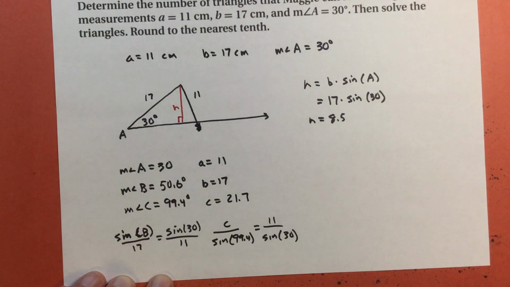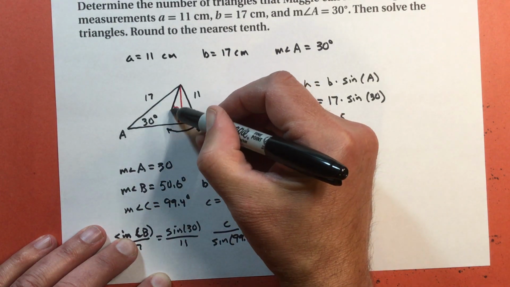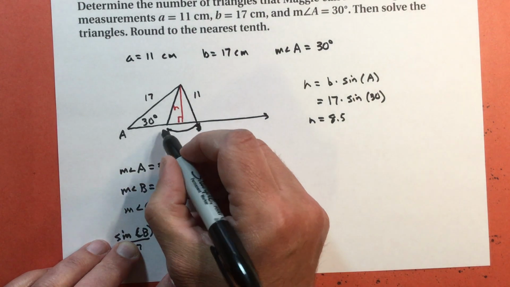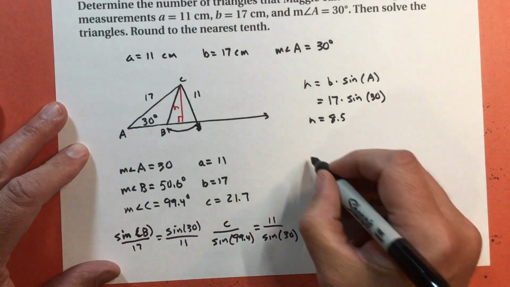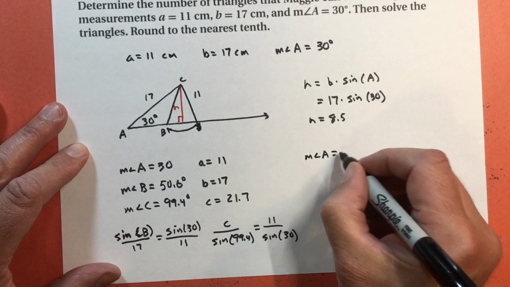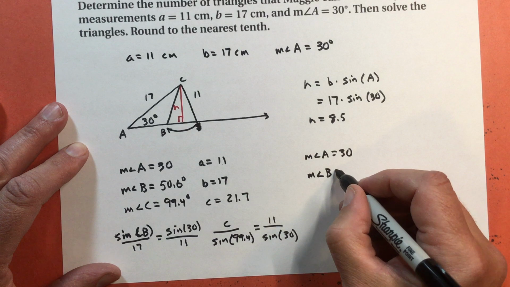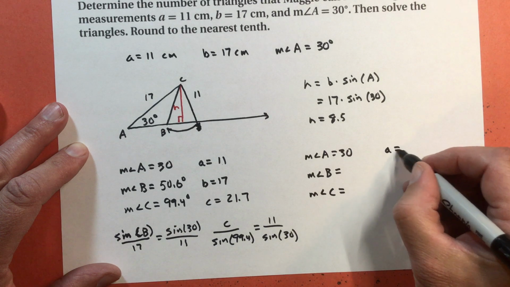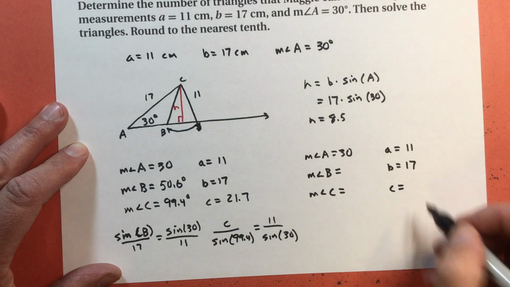But guess what? I could have also swung it over this way and ended up with another triangle. So let's deal with this triangle, and we'll call this point B, and of course that's point C. So I've got the measure of angle A still 30 degrees. The measures of angle B and angle C, I don't know yet. Side A is still 11, and side B is still 17. Don't know side C yet.